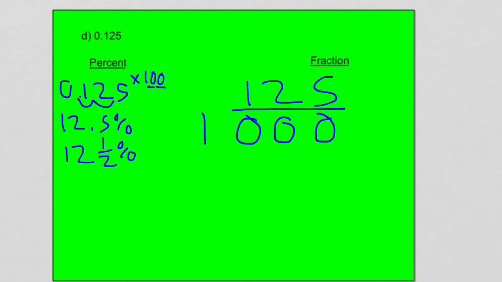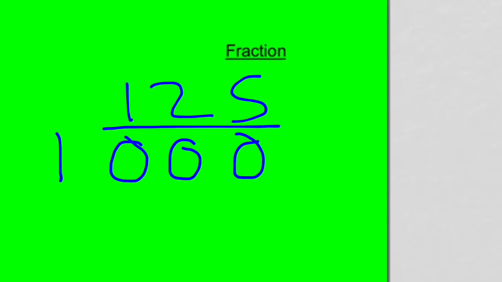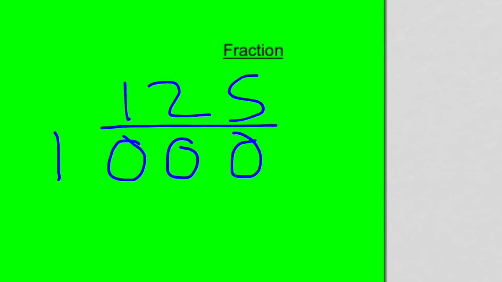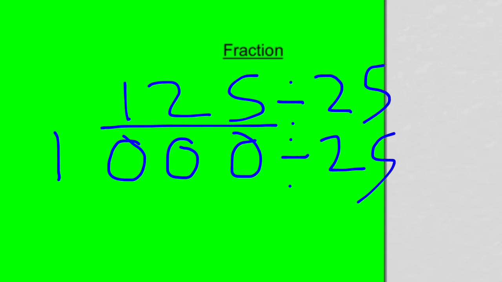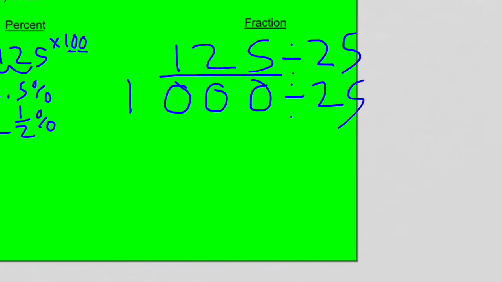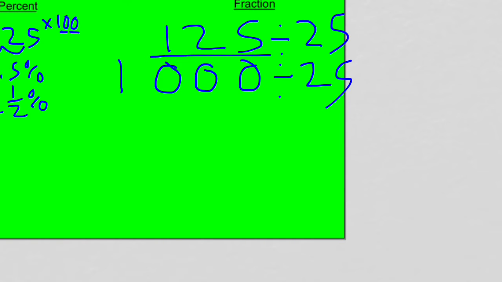So the fraction is 125 over 1,000. All right, putting in lowest terms, you want to find the largest number that will divide into 125 and 1,000. Well, I know they end in 5 and 0, so I could divide by 5, but I also recognize that I could probably divide by 25. I can actually divide by higher, but we'll start with 25. Now I know 25 times 4 would give me 100, so 25 times 5 would give me 125. So the top number is going to be 5.